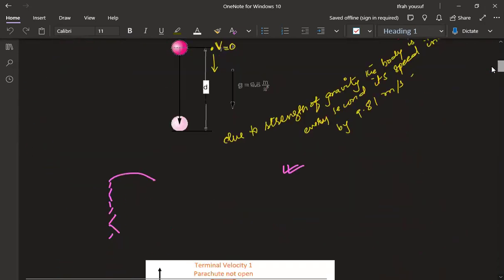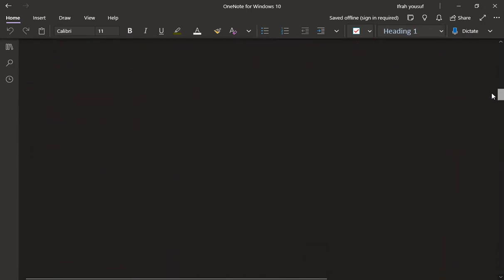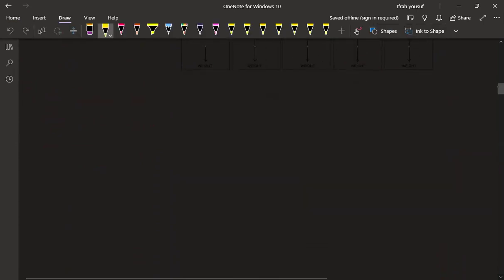Am I audible? Okay. So I'm going to discuss the two graphs. Are you able to recall what free fall motion is? Can you please share one or two points related to free fall motion? Free fall motion is the motion under a uniform gravitational field, under the influence of gravity.